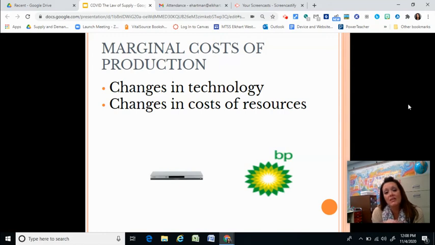Another way that the cost of production can change is if there's a change in the cost of resources. So things like gasoline. You see BP at the bottom of the screen. Pretty much every product has transportation costs. And so if gas prices change, that can change the cost of production. If it gets less expensive for you to do business, you're going to produce more. So supply will go up. If it gets more expensive for you to do business, you're going to produce less, and so supply will go down. So that's marginal cost of production.